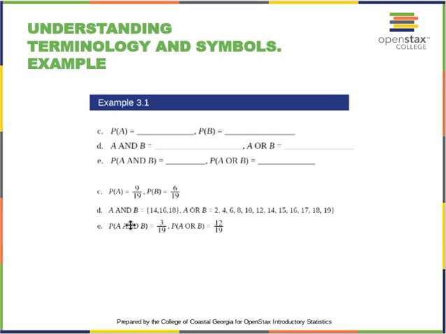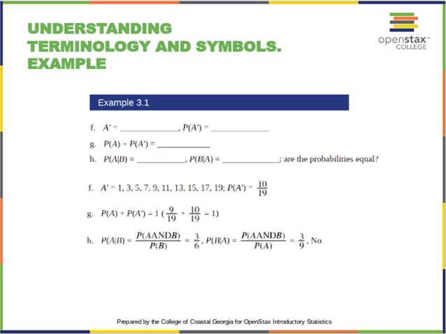Now, the probabilities of these are very similar. We're just going to say 3 total outcomes of interest over all the total possible outcomes, 19. Probability of A and B is equal to 3 over 19, and the probability of A or B is equal to 12 over 19. And we'll just continue here.